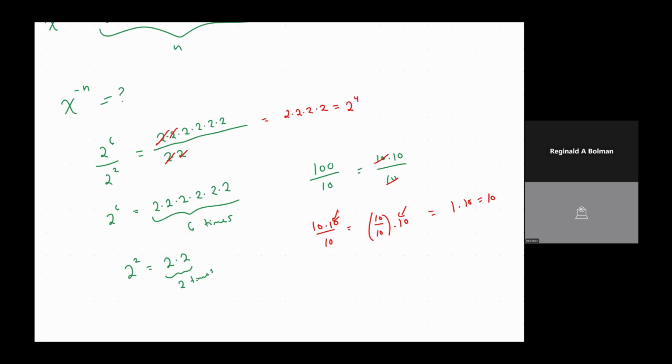Now, if you did want to think about dividing out your 2's, then what would have happened is you just have 2 divided by 2 times 2 divided by 2 times 2 times 2 times 2 times 2. And of course, 2 divided by 2 gives you 1. 2 divided by 2 gives you 1. So at the end of the day, you have 1 times 1 times 2 times 2 times 2, or just 2 times 2 times 2.